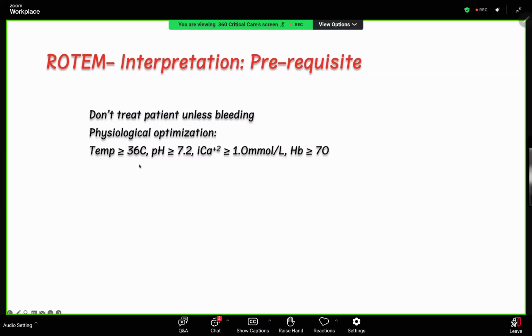So you have to ensure that the patient is normothermic, pH is more than 7.2, normal ionized calcium, and preferably hemoglobin of 7.0. And then only you send the sample for a ROTEM, because all these are determining factors of coagulation and will affect the result of coagulation, but you will not be able to assess them through ROTEM.